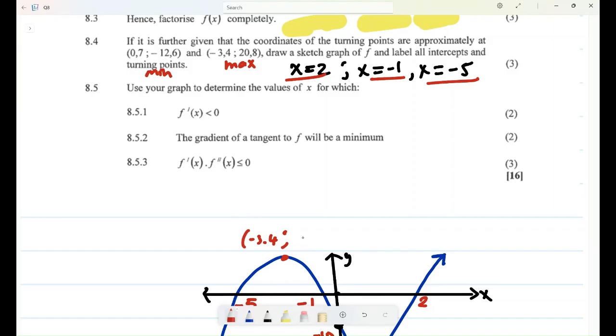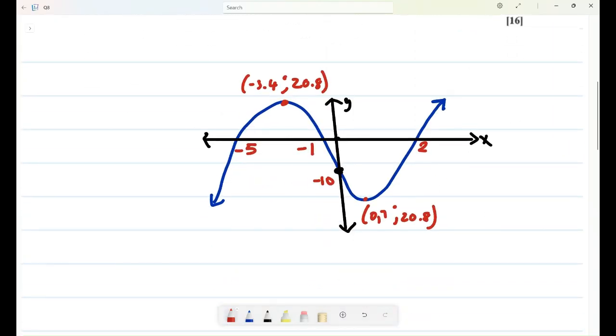Alright, this is 20.8 actually. That one is -12.6.